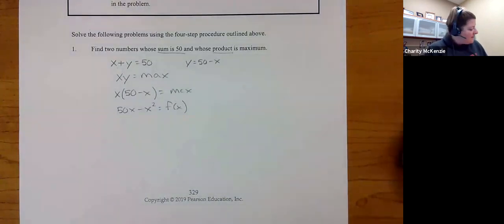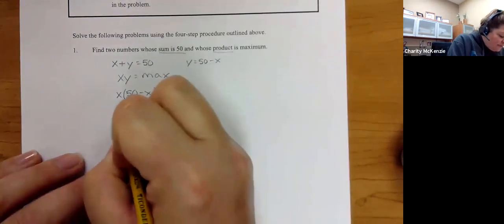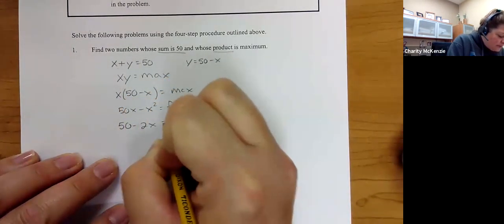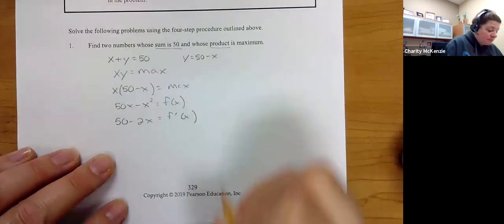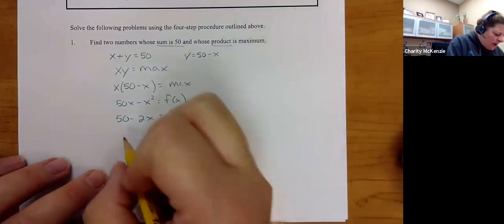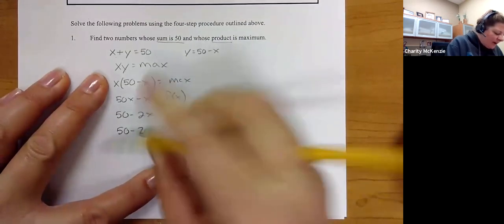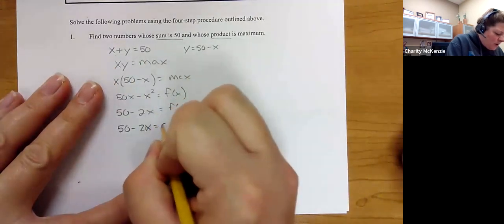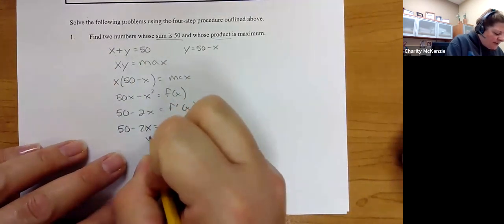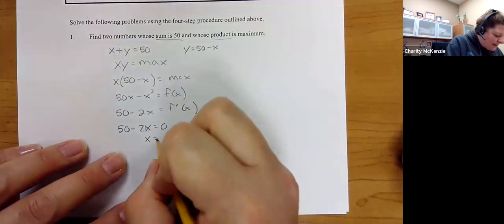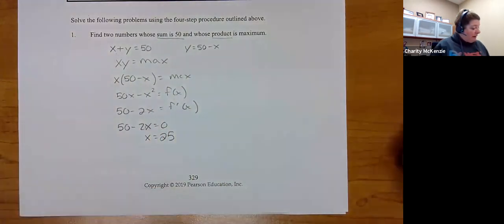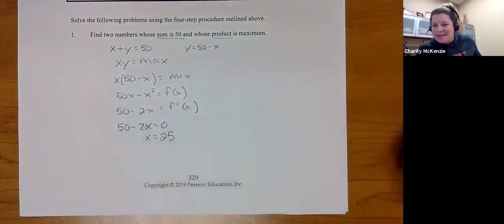You can keep calling it the max. It doesn't matter. Then from here, we have to take the derivative and see where our critical values are for what's going to be our max or min. The derivative is going to be 50 minus 2x. And where does that equal 0? That will give us that critical value. So minus 50, divide by -2, and I get a positive 25. So I bet that's our answer, right? Positive 25.